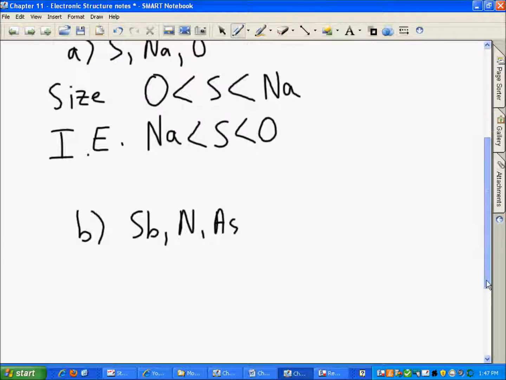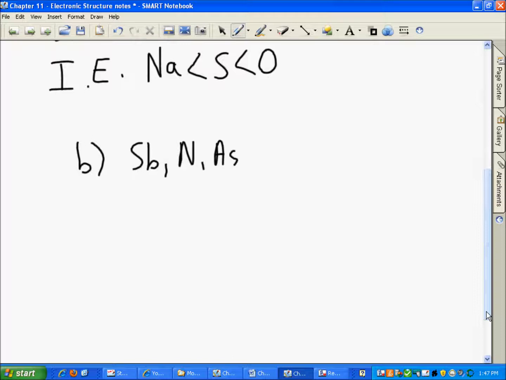Okay, let's do the size for these. So Sb, N, and As. So try and get these in order of size. So nitrogen is bigger than antimony.